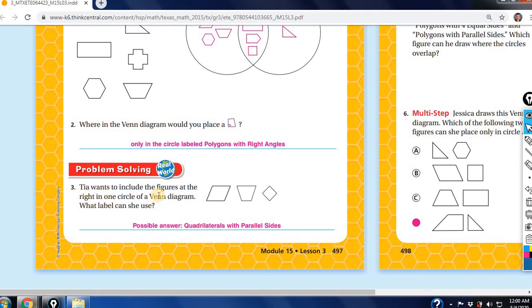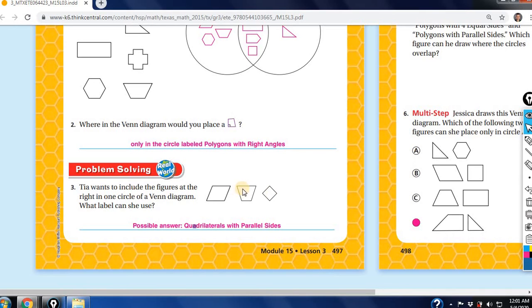Tia wants to include the figures at the right in one circle of a Venn diagram. What label can she use? So look at the characteristics. They're quadrilaterals because they have 4 sides, and they have parallel lines. I hope you got this one. This is a possible answer. You can have other choices so long as they have the characteristics.